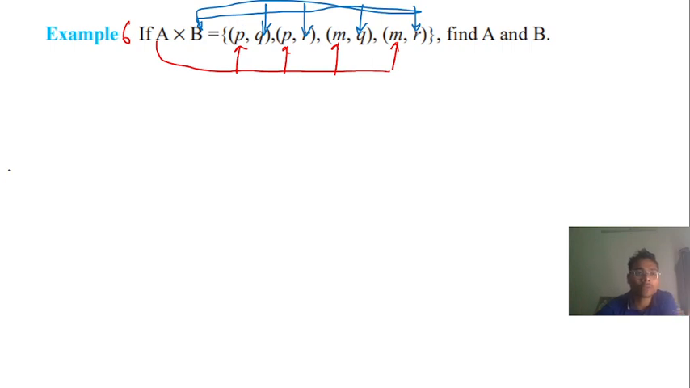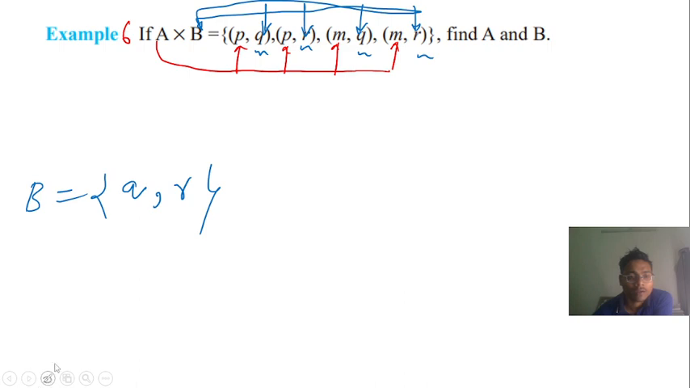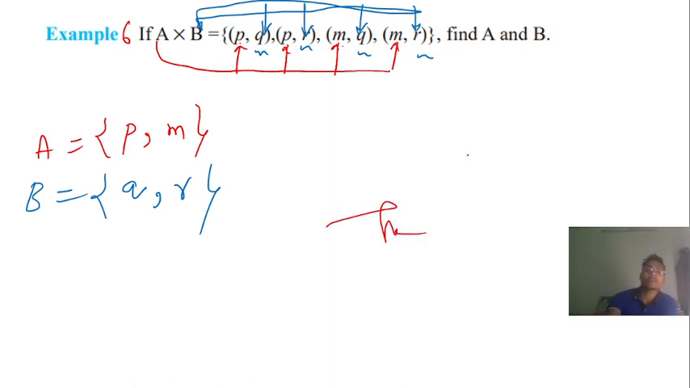So I'm writing here the B set. In the B set you can see Q R Q R, so you will just write Q and R. And in the first element, A, you can see P P M M, so you will write P and M. So that's how you can find out the elements of A and B.